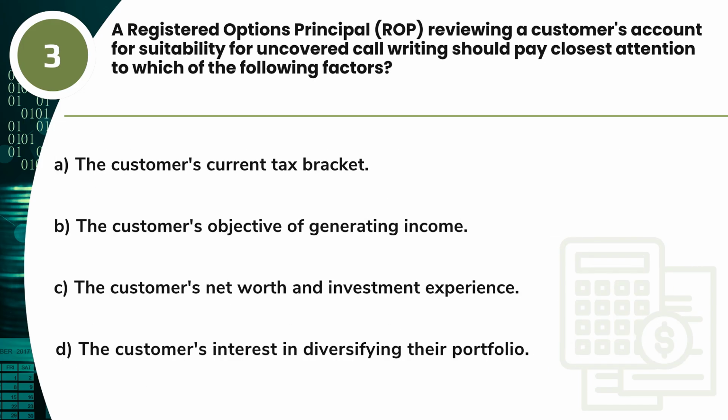Question 3. A registered options principal (ROP) reviewing a customer's account for suitability for uncovered call writing should pay closest attention to which of the following factors? A. The customer's current tax bracket. B. The customer's objective of generating income.